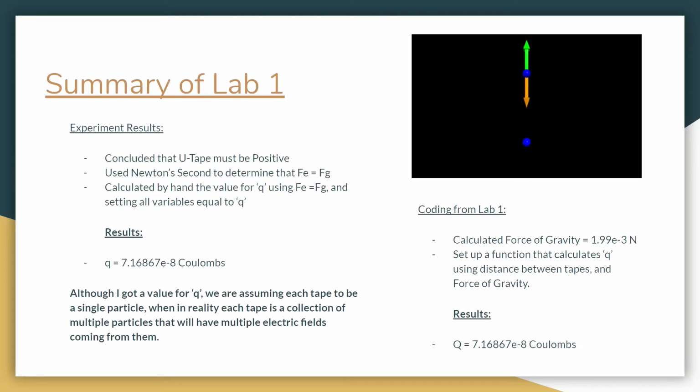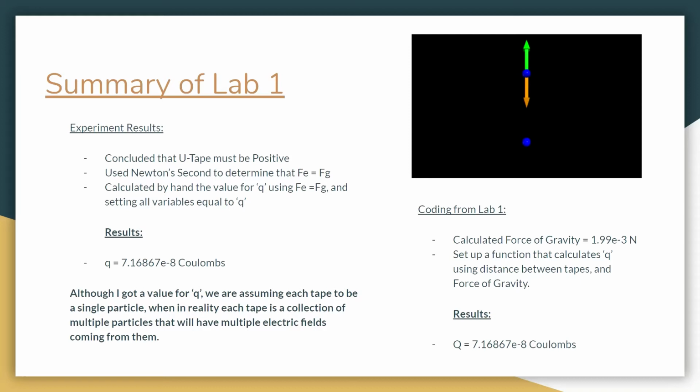So here's a quick summary of what I've done for Lab 1. Through the experiment, I concluded that the U-tape had to be positive due to it being attracted to negative and neutral objects, but being repelled against itself. Later in the lab, we were given a situation where one piece of tape was causing another piece of tape to rise a certain height. So we had to find the charge of either of the tapes.